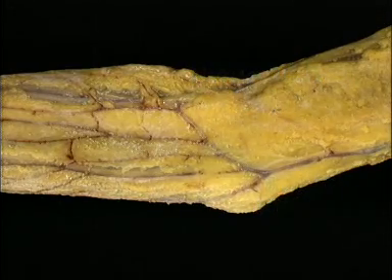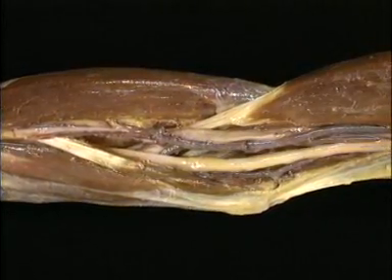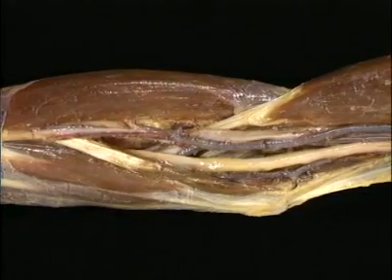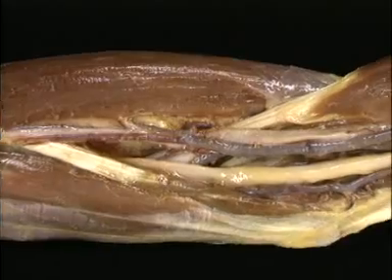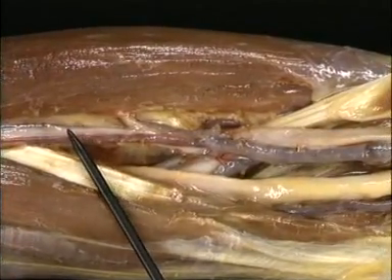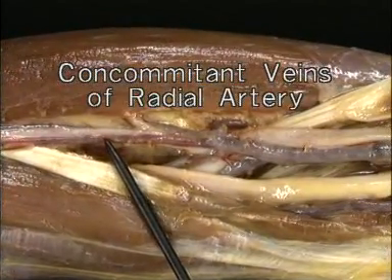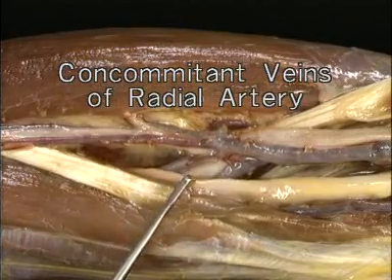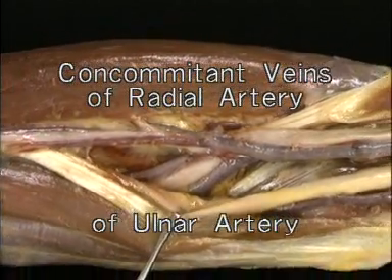We'll remove the superficial veins and the superficial fascia to see some of the deep veins of the forearm. These run alongside the arteries. Here are the accompanying or concomitant veins of the radial artery, coming together with those of the ulnar artery just below the elbow.